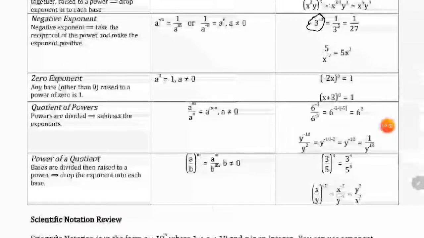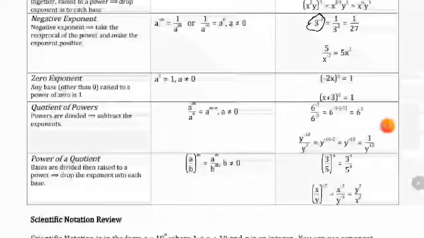Power of a quotient. So this is when we have some sort of fraction, and they're both being raised to a power. Same thing as when we're multiplying two things, we just raise them to the power separately. So 3 over 5 to the 4th is the same thing as 3 to the 4th over 5 to the 4th.